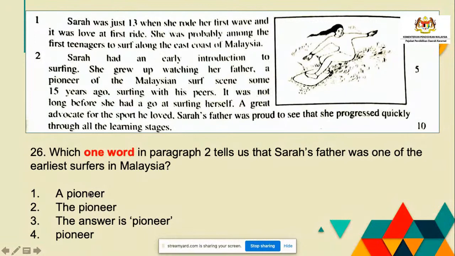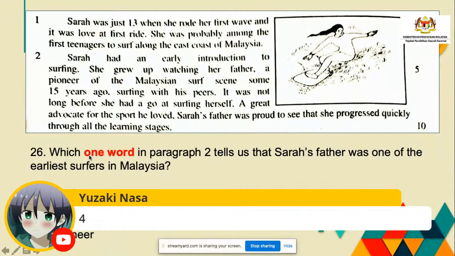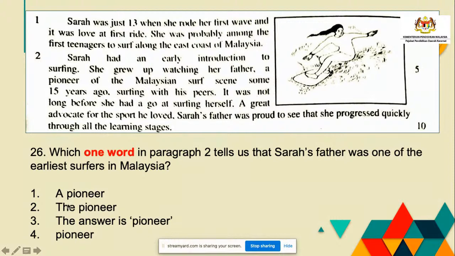But the candidate here did not follow the instruction. The question is asking for one word, but this is two words. A here is also considered as one word. So that's why number 1 is not accepted. Number 1 is wrong. Now look at number 2. Again, same concept. The question is asking for one word, although the idea is the same. But the instruction clearly said they only want a one word answer. So a is wrong, the is wrong. So number 1 and number 2 are not acceptable.